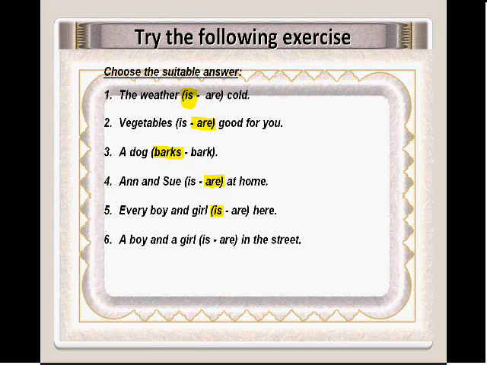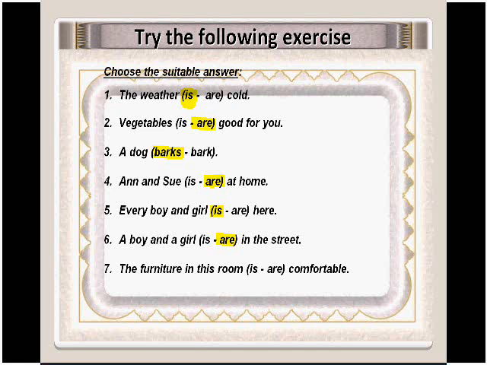Number 6. A boy and a girl is or are in the street. So this sentence is different from the other sentence, okay? A boy and a girl. You have "and" here. Is it singular? Is it only the boy? Is it only the girl? No, it's a boy and a girl. So we have here the plural and not singular, okay? I'm helping you. So, excellent. The answer is going to be are in the street.